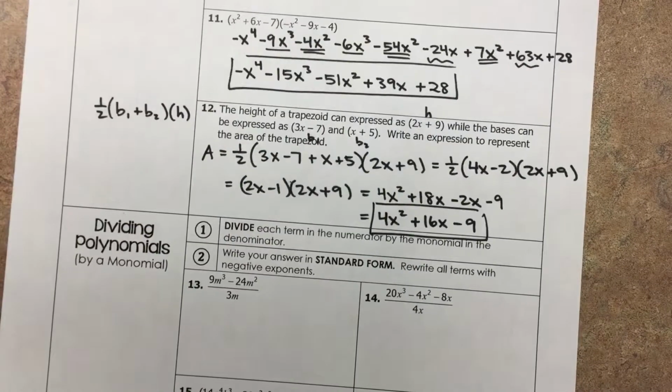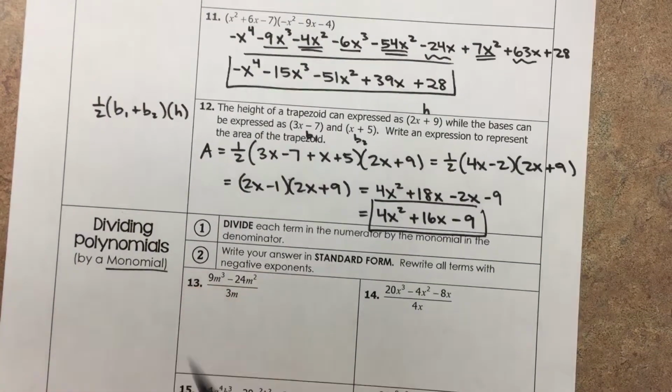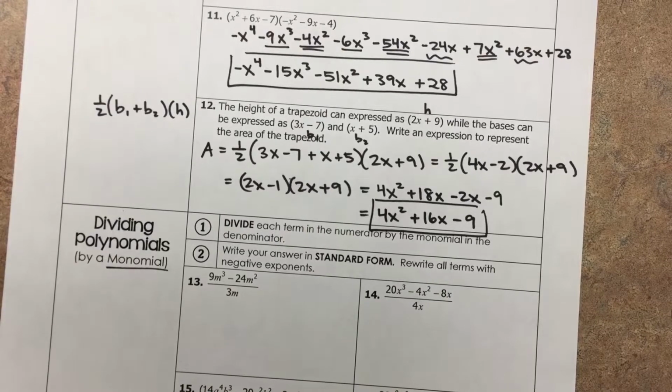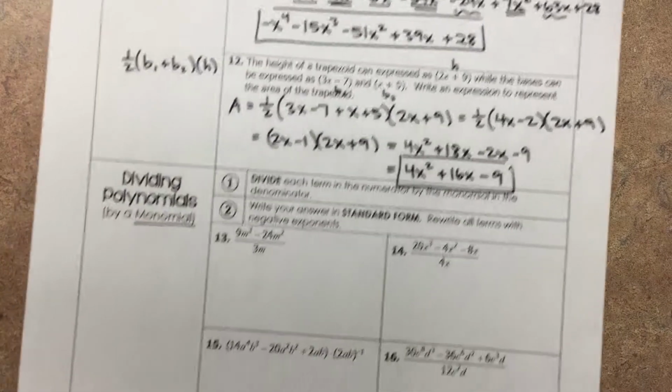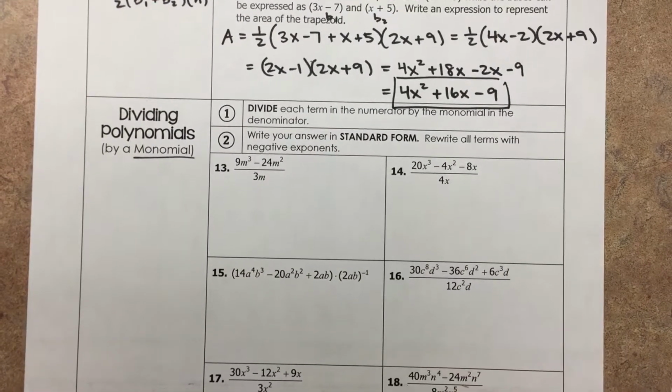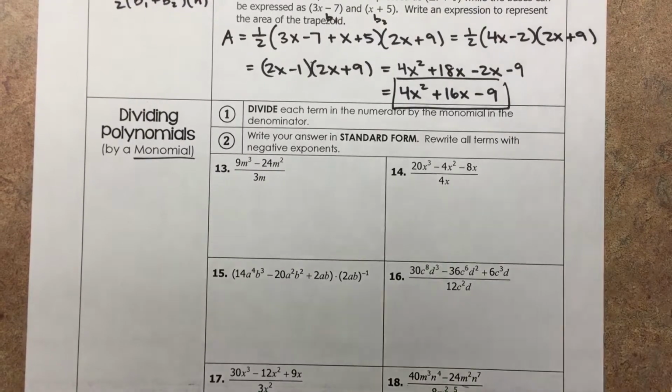Finally, our last category, dividing polynomials. There's a little catch here. It's only by a monomial. That's all we're going to do today. So like I said in the beginning, it's kind of this simpler version of dividing. We have a whole day dedicated to dividing polynomials by polynomials.